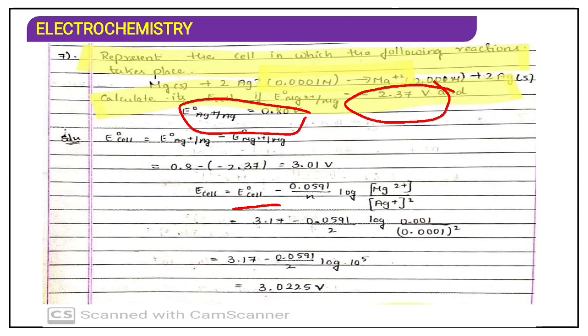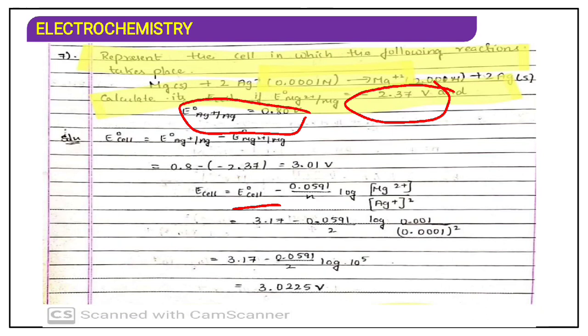Always remember, you should write positive value minus negative value. If one value is given positive and another value is given negative, you write the positive value first, minus, and next you write the negative value.